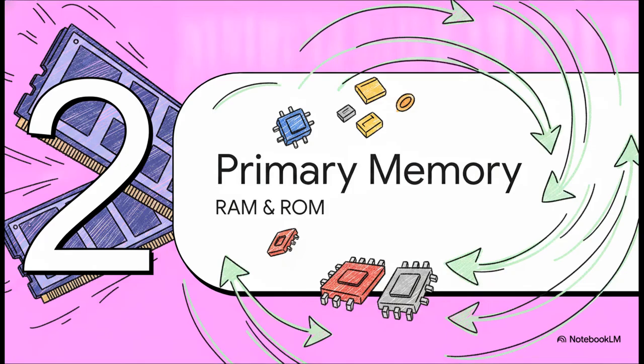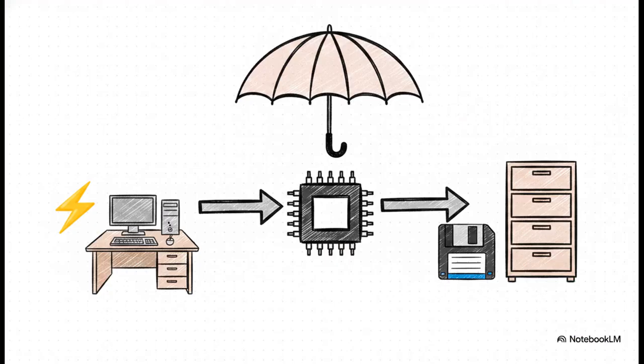Section 2. Primary memory, RAM and ROM. We know what memory is now, but how is it officially classified? Let's mentally split the whole concept of memory into 2 main branches. On one side, we have primary memory, which is also known as main memory, and on the other side, we have secondary memory or auxiliary memory. Every single storage component falls under one of these 2 umbrellas.